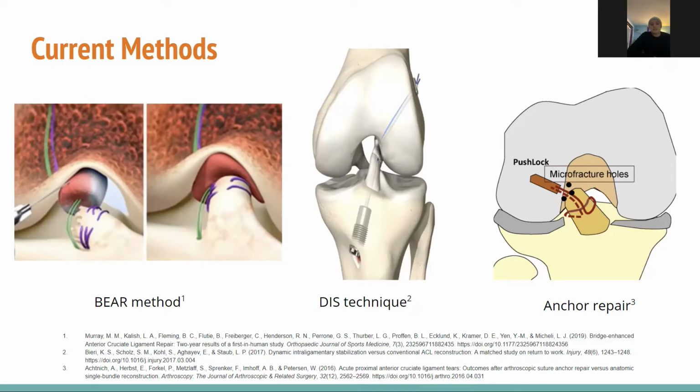The final method is the anchor repair method. This method stabilizes the ACL stump in order to drill through the center point and place an anchor in the tibia at the ligament insertion site to the bone. This ligament is then reduced in order to add the graft. While this method does reduce the bony tunnels made in traditional reconstructive surgery, it's still the same issues associated with the autograft and allograft procedures.